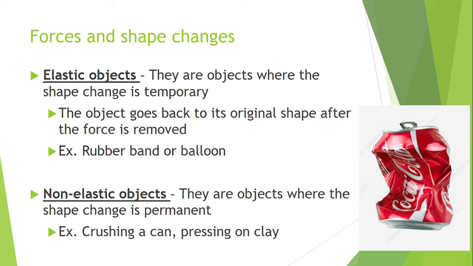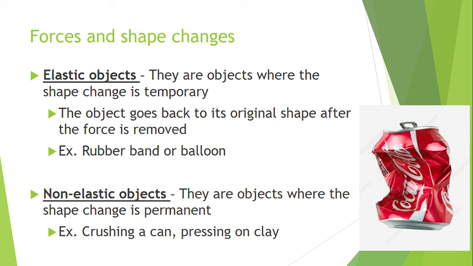Okay, and then forces and shape changes. Remember, all of this is still a contact force. When you are applying a force on an object, we get elastic objects and non-elastic objects. So an elastic object will be where the shape change is temporary, like when you have a rubber band or a balloon. So if you have a balloon and you squish it together but not too hard, the moment you let it go, it jumps back to its original shape. Same with a rubber band, unless you pull it too hard, then it snaps. But in general, it's an elastic object.